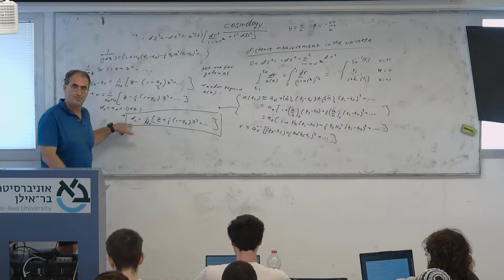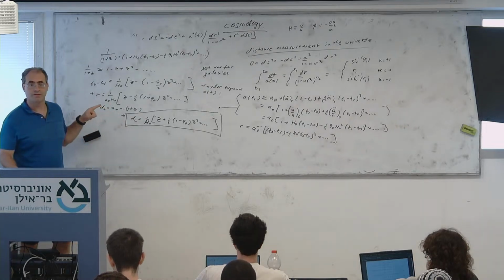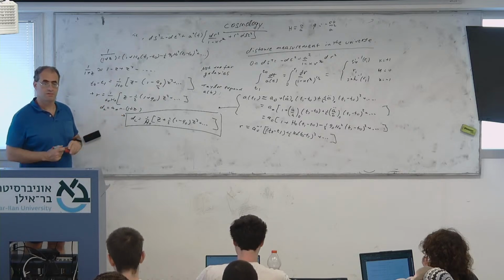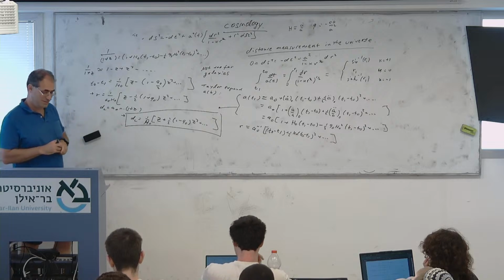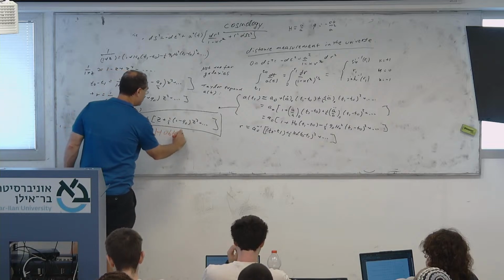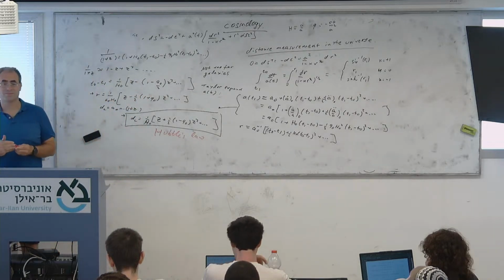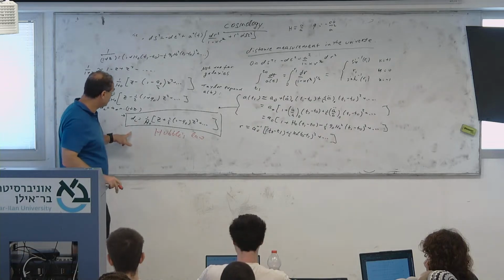What is that? That has a name, actually, this equation. You've heard the name. What's the name of this equation? No idea? Really? That's Hubble's one. That's exactly what Hubble did.